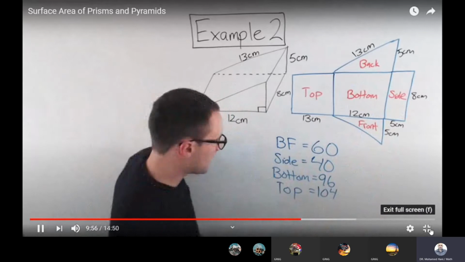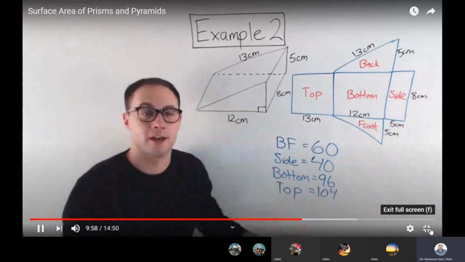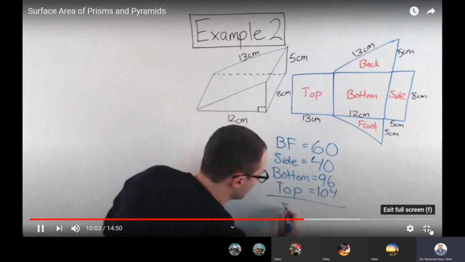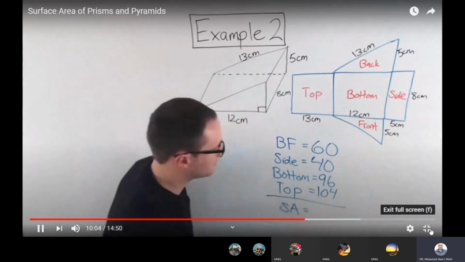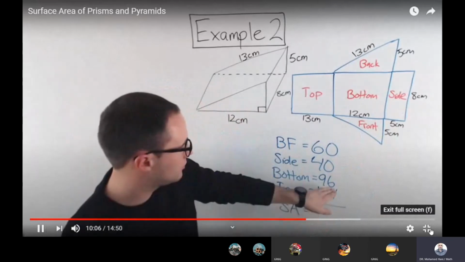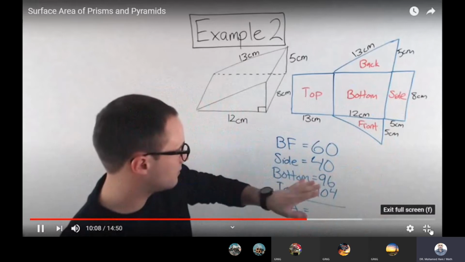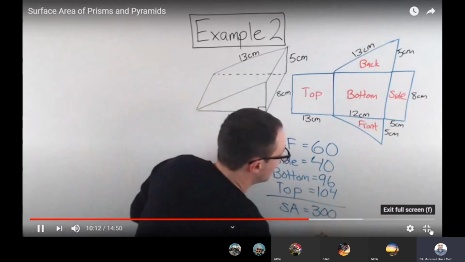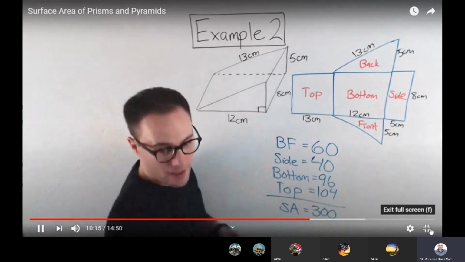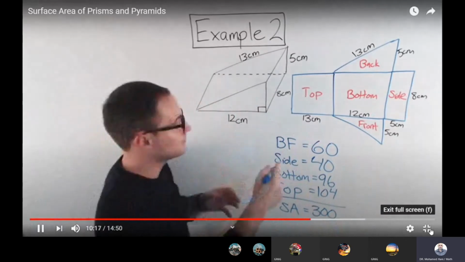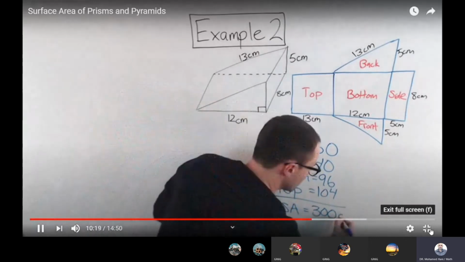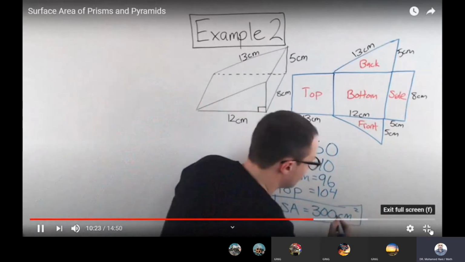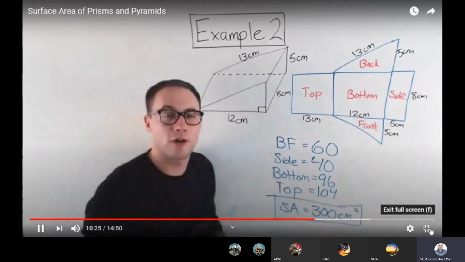104. Yeah. And finally, for surface area, it's the sum of all of those faces. So I'm going to add them all up. And my surface area, let's see, that's 200, right? 300, sorry. 300. And now I got to remember units, centimeters, but it's area, so 300 centimeters squared for my final answer. Here's some more to try on your own.